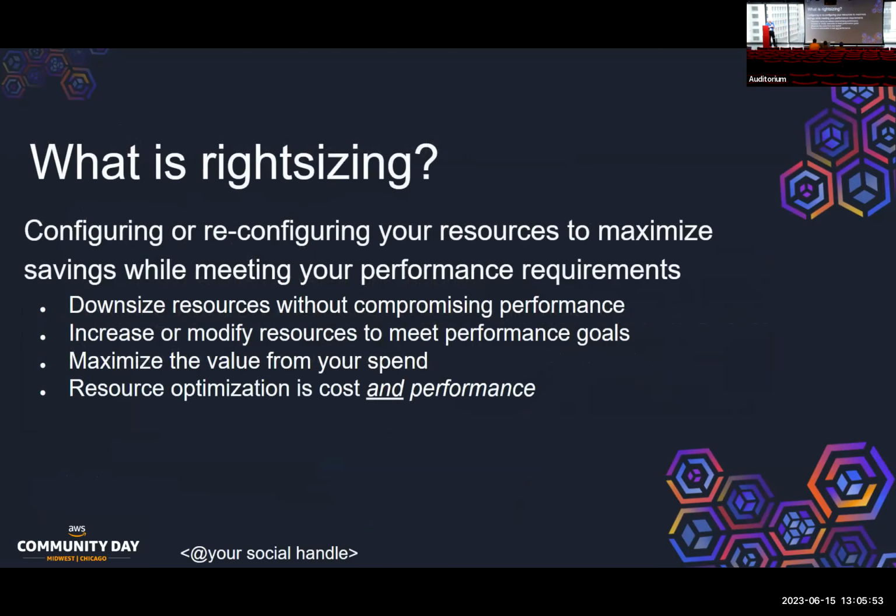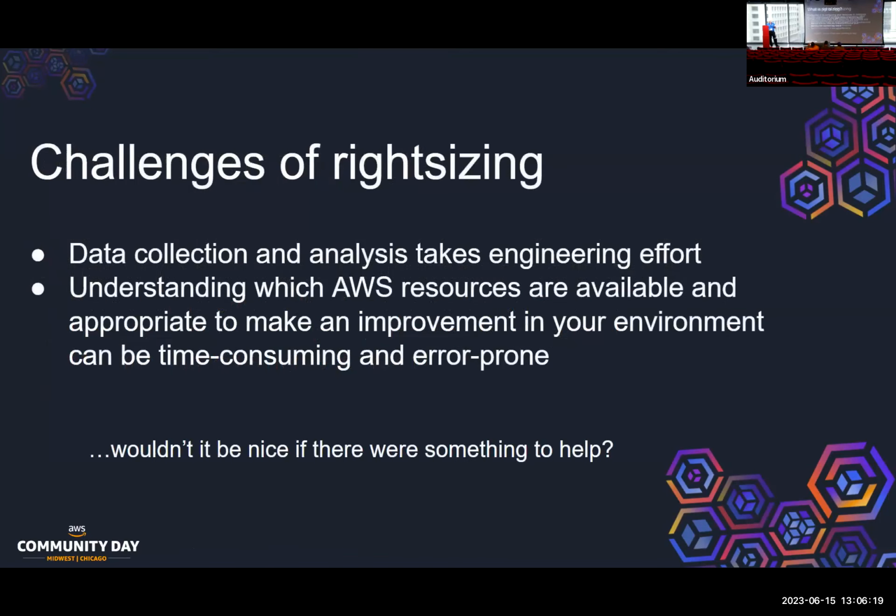So back to right sizing. It's configuring or reconfiguring your resources to maximize the savings while still meeting your performance goals. So we want to downsize resources without compromising performance, and increase or modify other resources to meet performance goals. So we're basically maximizing your AWS spend. So resource optimization is both cost and performance.